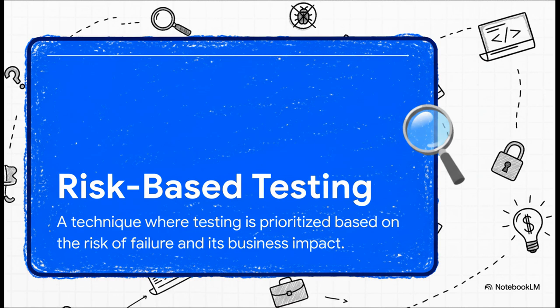You can think of this as the detective's master plan. It's all about figuring out which parts of the software would be an absolute catastrophe if they failed, and then testing those parts first and testing them the hardest.